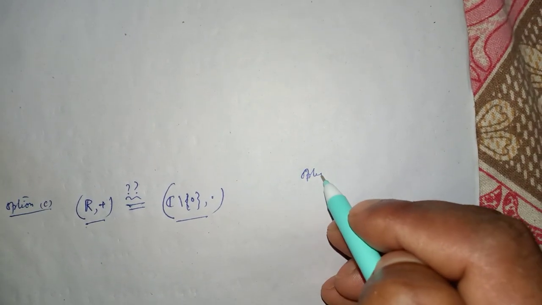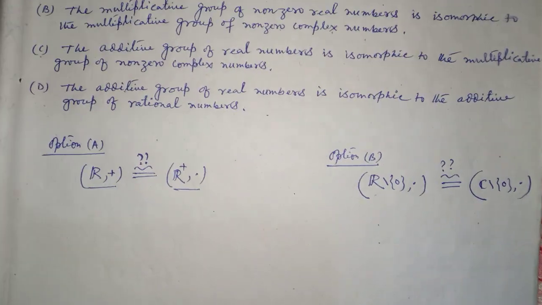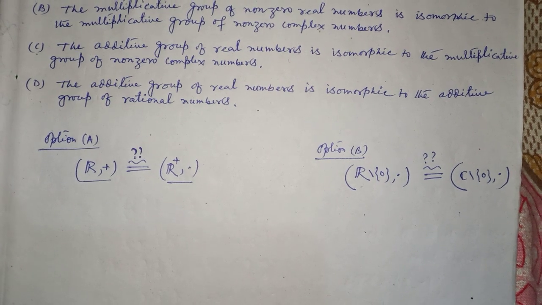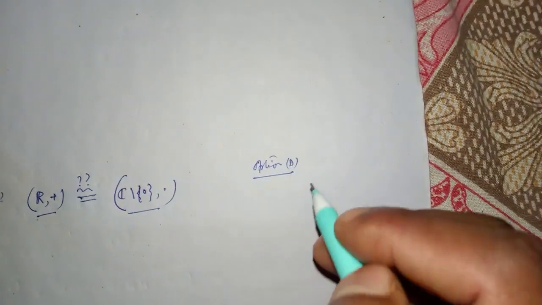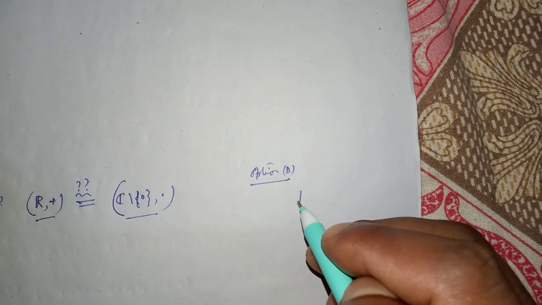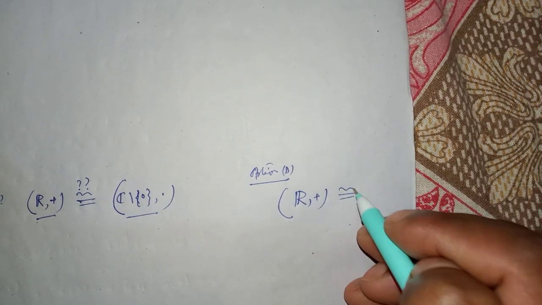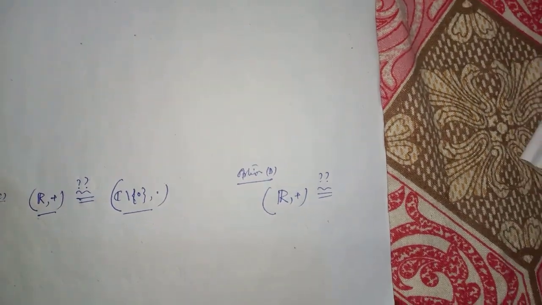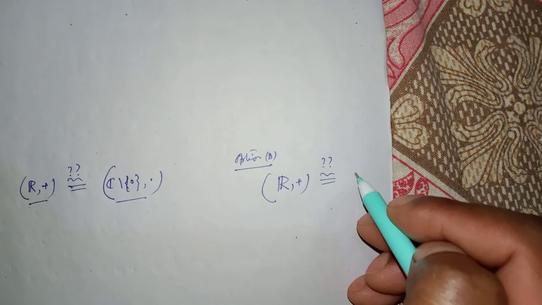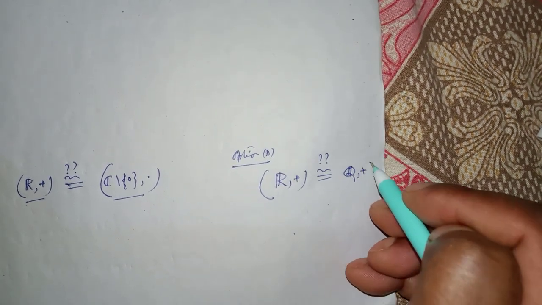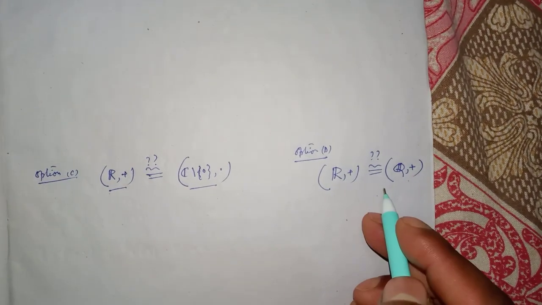And option D, the additive group of real numbers is isomorphic to the additive group of rational numbers. That is, we will check whether the additive group of real numbers is isomorphic or not to the additive group of rational numbers. First we check option C and option D.